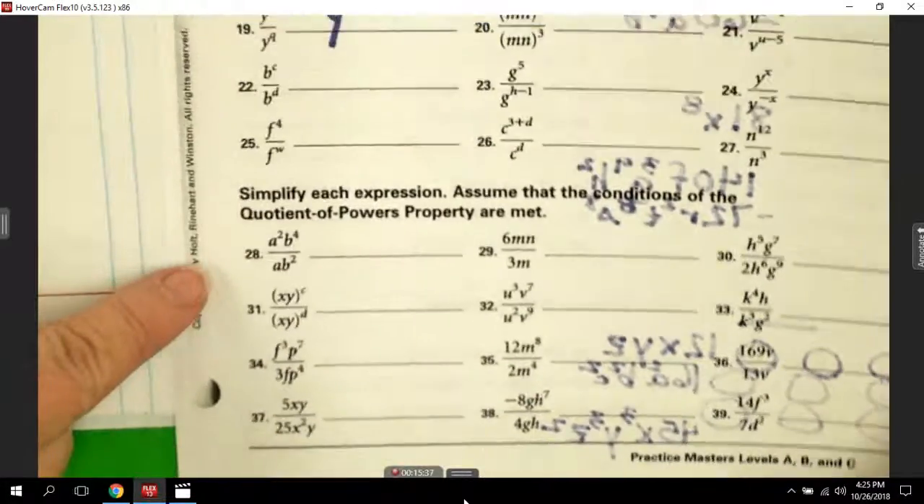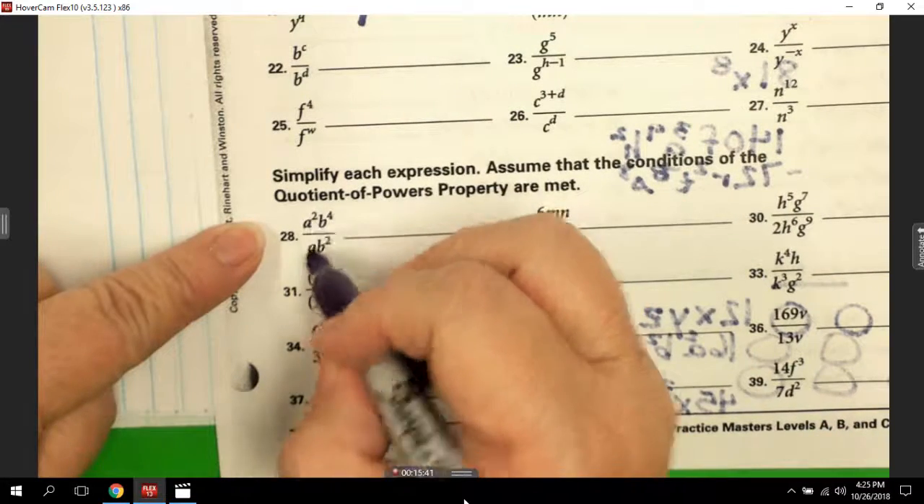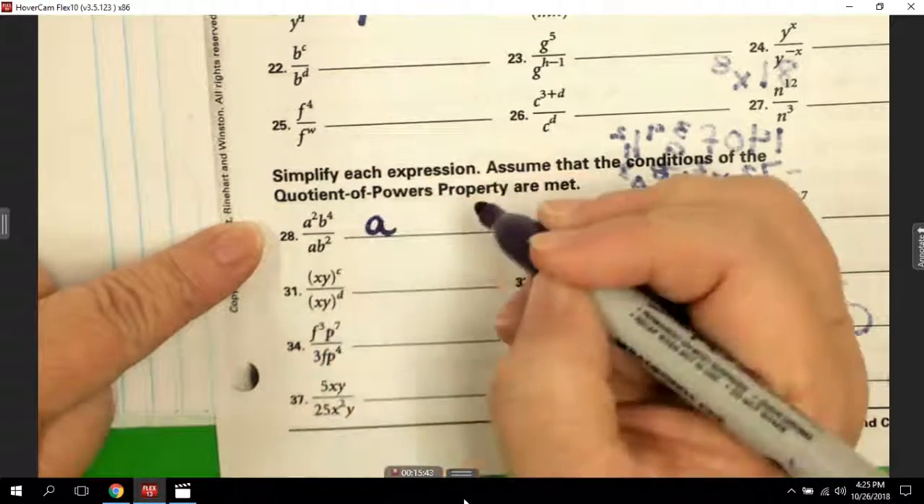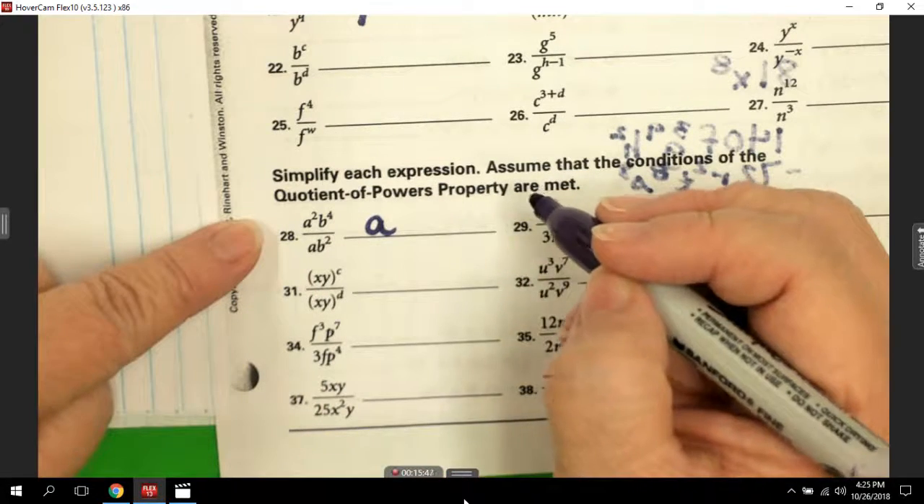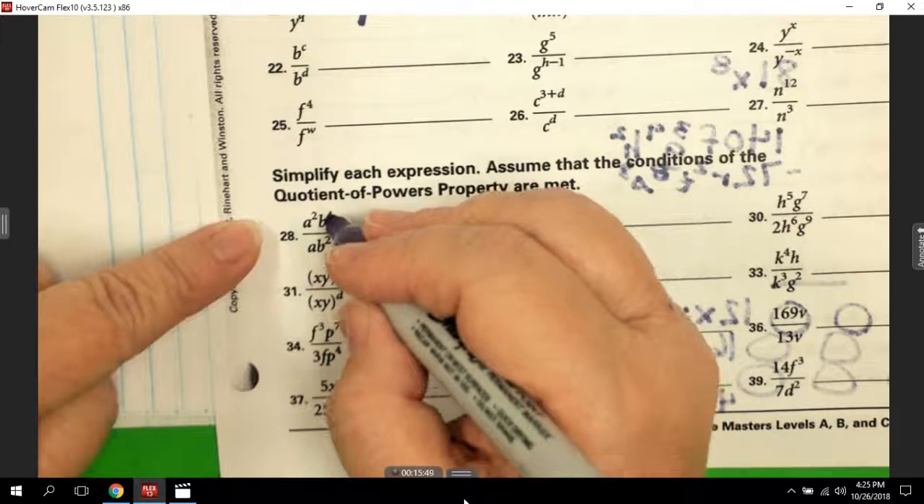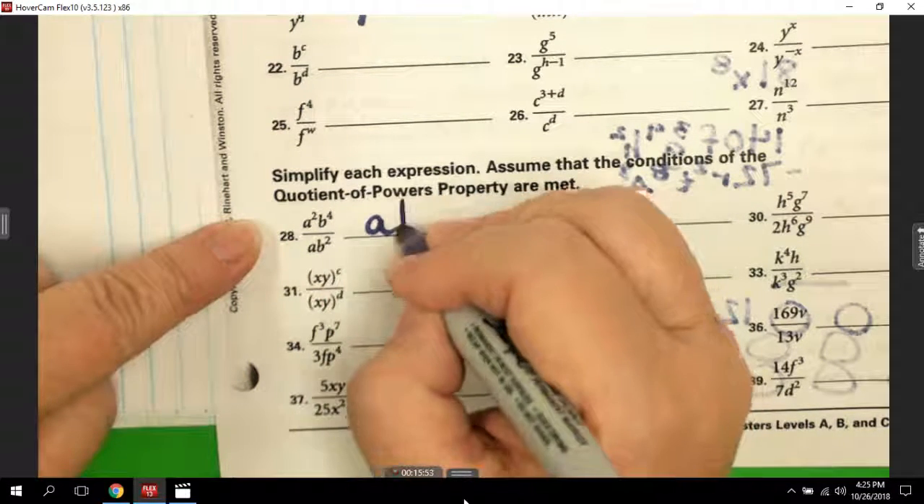Moving to the last section, a to the second divided by a to the first is a to the first. 2 minus 1 is 1. We don't have to write the exponent 1, it's understood. B to the fourth divided by b to the second. Subtracting the exponents, we get b to the second.